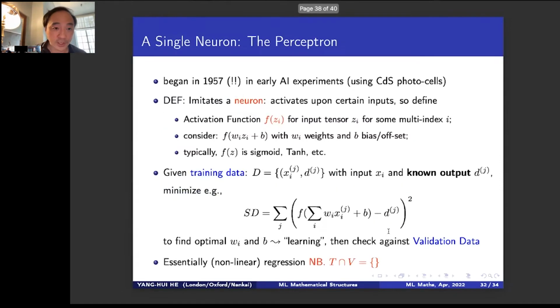So what you do is you feed it to some neural network. So a single neuron, let's just go way back. People were thinking about it in 1957. I was very surprised to find. A single neuron is called a perceptron, and all that is, is that you want to imitate a neuron. So this comes with an activation function, and you have some weights and biases. Typically, such a function is a sigmoid or hyperbolic tangent function. So this is something that imitates a neuron, and then you give it some training data.